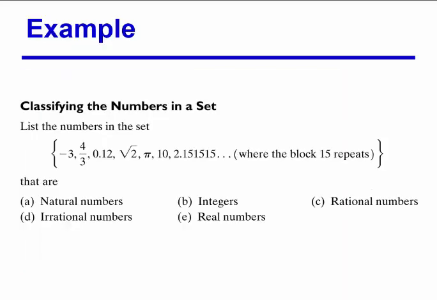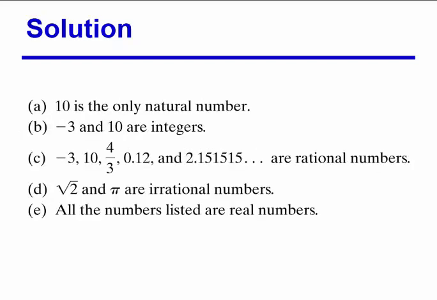Next thing is classifying the numbers in a set. So here we have a set with different values. And then we're going to go ahead and see: are they natural numbers, integers, rational numbers, irrational numbers, and real numbers. So 10 is the only natural number.